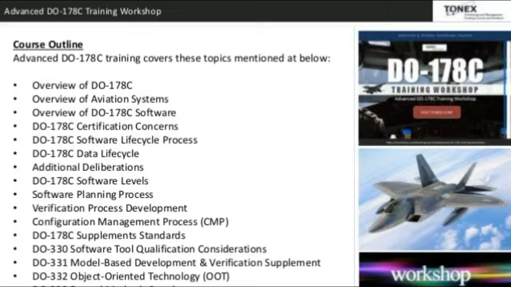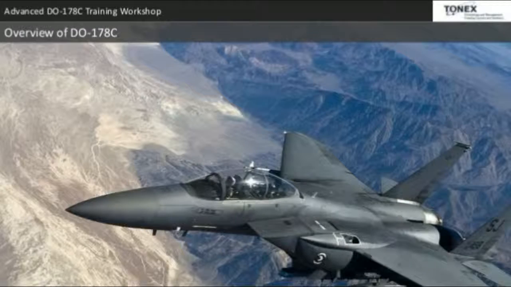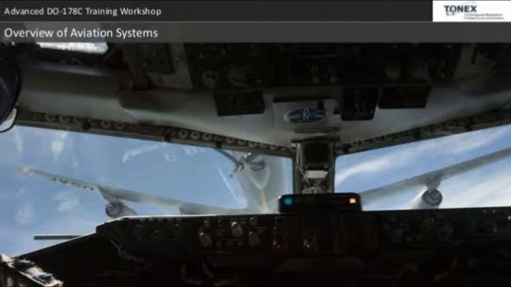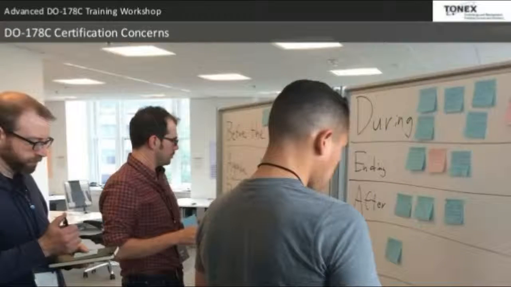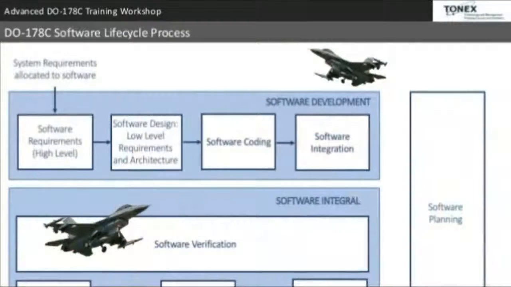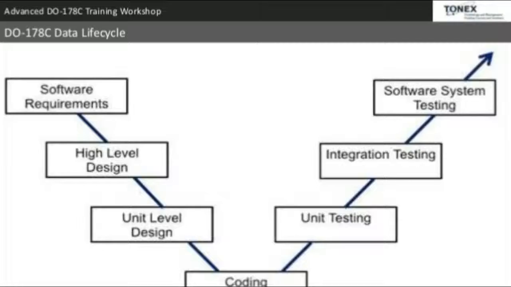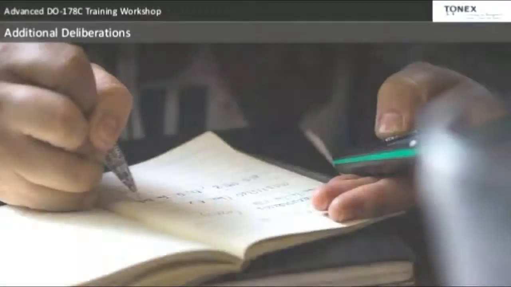Course outline. Advanced DO-178C training covers these topics mentioned below. Overview of DO-178C. Overview of aviation systems. Overview of DO-178C software. DO-178C certification concerns. DO-178C software lifecycle process. DO-178C data lifecycle. Additional deliberations.